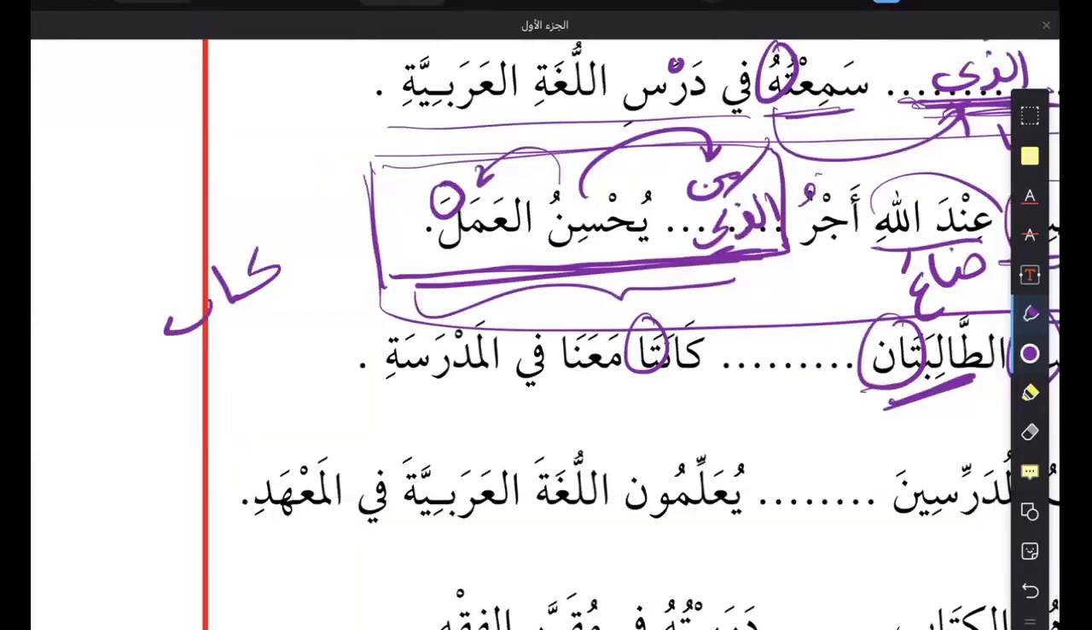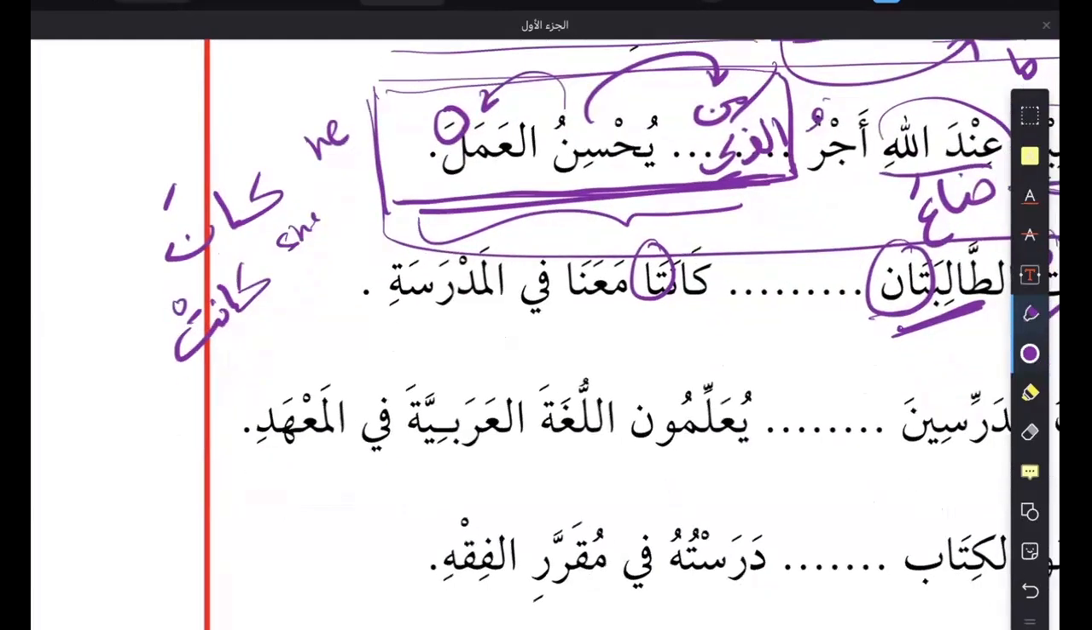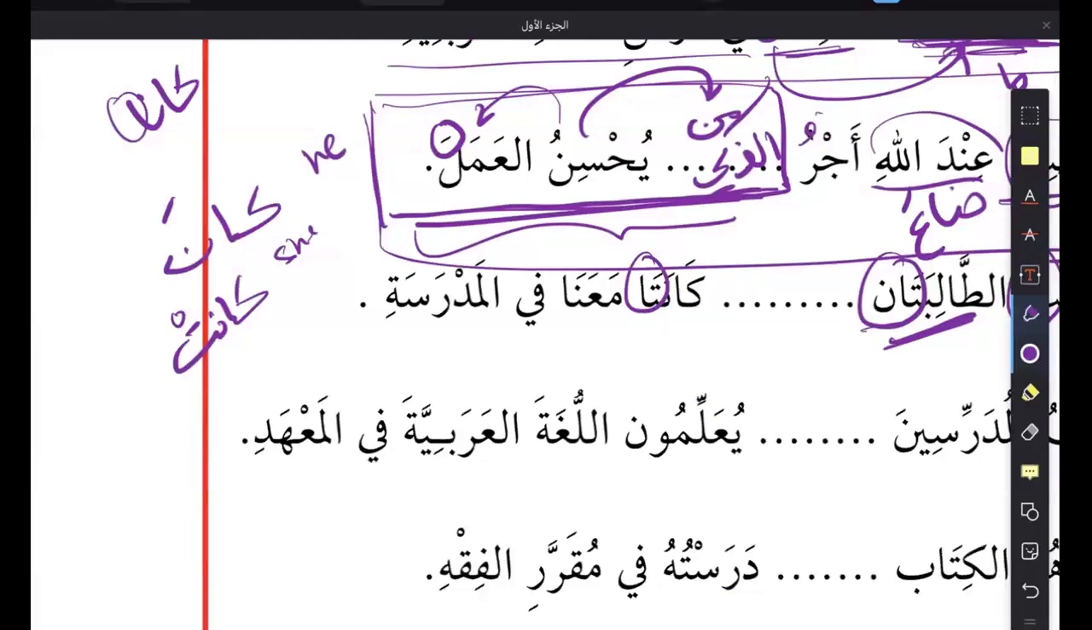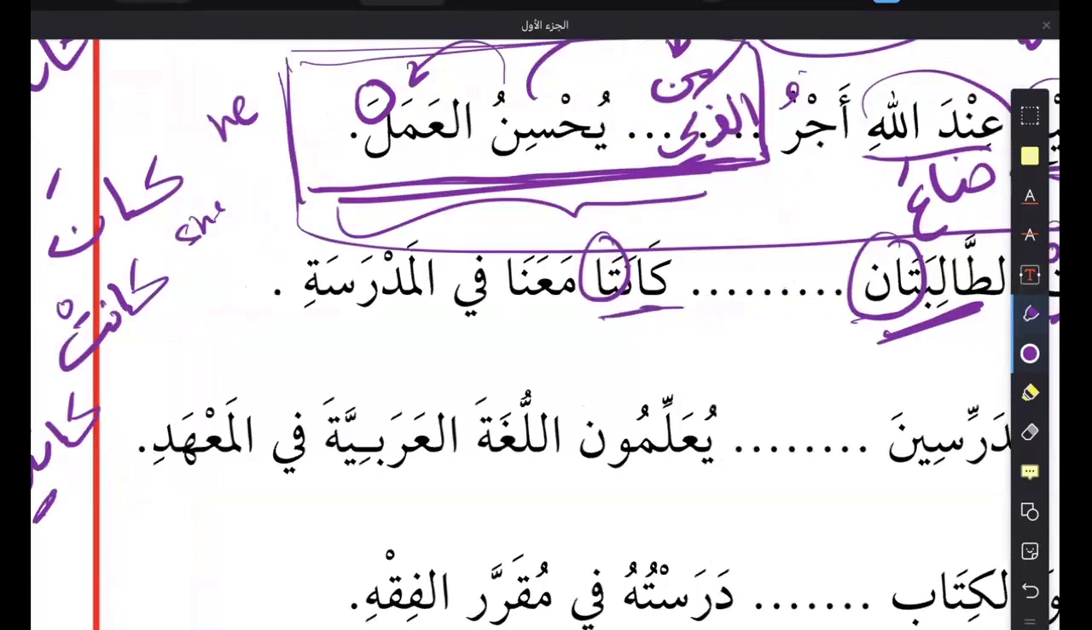So the word is kana. So the female of kana is kanat, and this is she, this is he. So how do you say they two for female? They two for masculine is kana, kana with alif, okay? And they two for feminine is kanata, the one that we have. So they two were ma'ana. This alif is not the dual. This is ma'ana, meaning with us, fil madrasa, in the school.